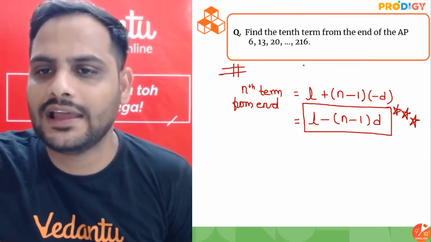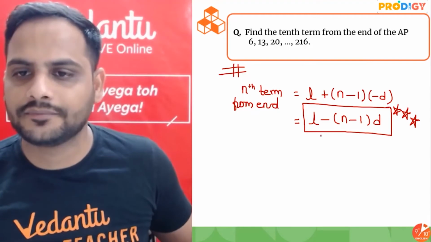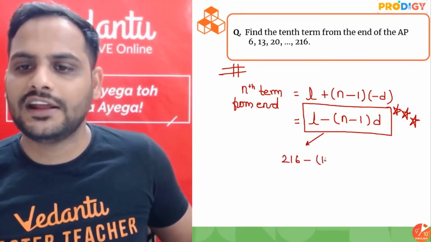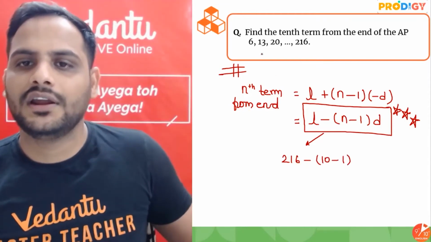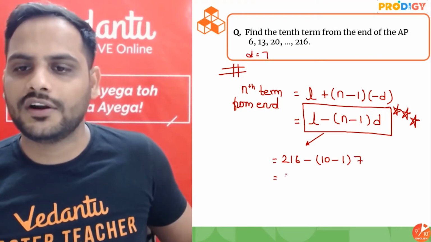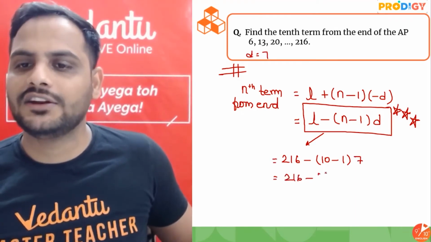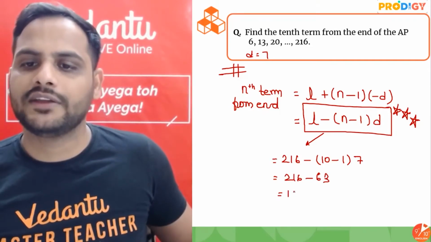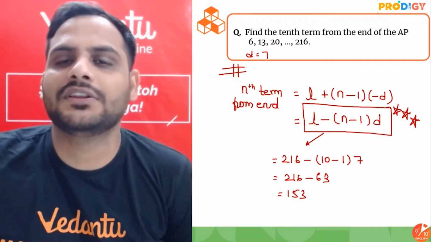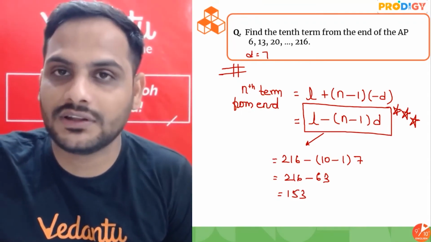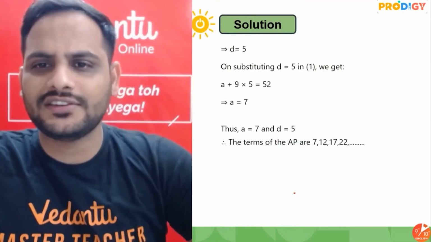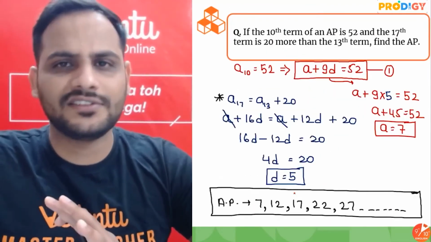Directly replace the values. L is 216, from the original AP, minus the 10th term from the end. So 10 minus 1 into the common difference over here, which is 7. So it will be again 216 minus 9 into 7, which is minus 63, which is equal to again 153. So you are going to get the same answer. So you can directly remember this formula also, L minus N minus 1 into D. Beta, you can see the questions are not very difficult. They are easy questions.